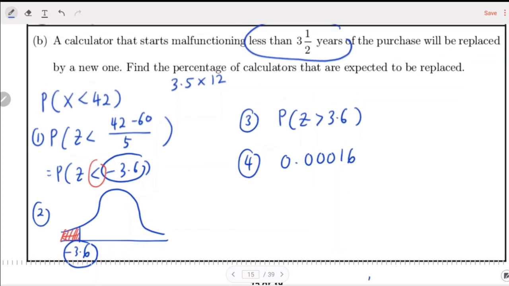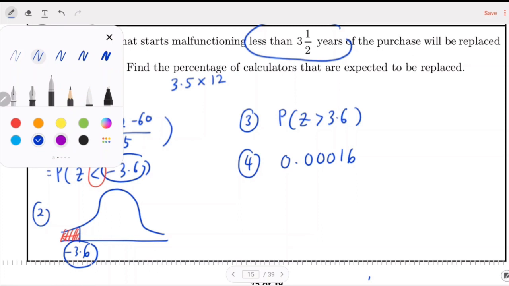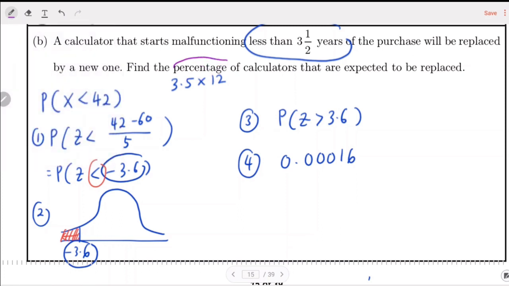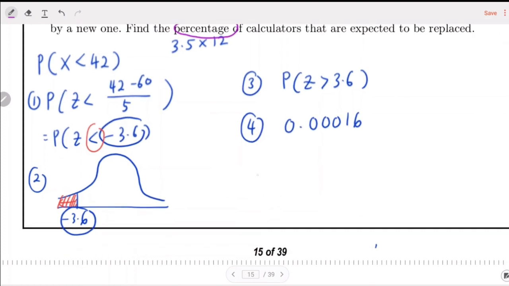Right? And then, since we would like to find the percentage of the calculators that are expected to be replaced, we're going to calculate 0.00016 divided by 1, the total probability is 1, and then multiply by 100. We're going to have 0.016% of the calculators that are expected to be replaced.